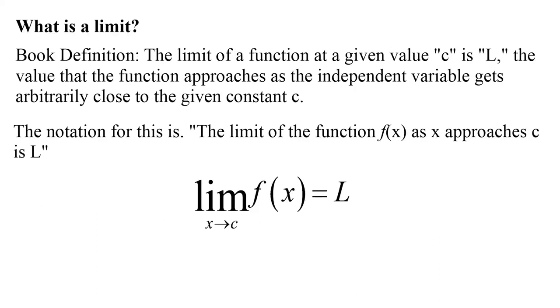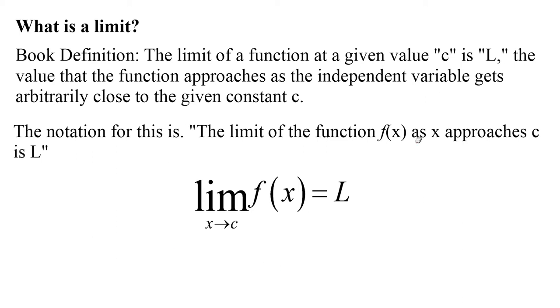So, what is a limit? The book definition says this: the limit of a function at a given value c, where c is a constant somewhere on the x-axis, is L. L is a constant on the y-axis. It is the value that the function approaches as the independent variable gets arbitrarily close to the given constant c. So basically, as the x value gets closer to c, the function gets closer and closer to L.